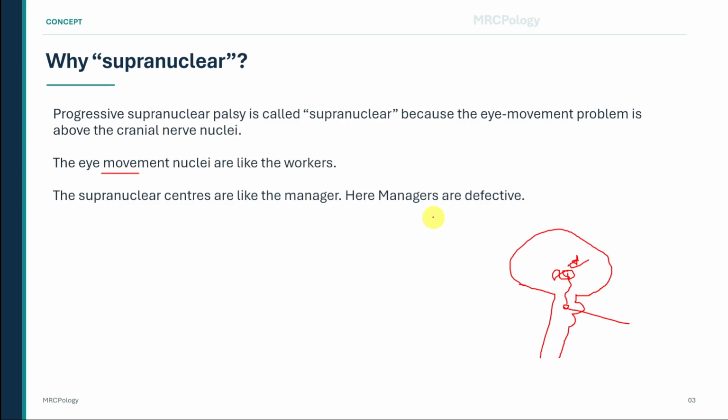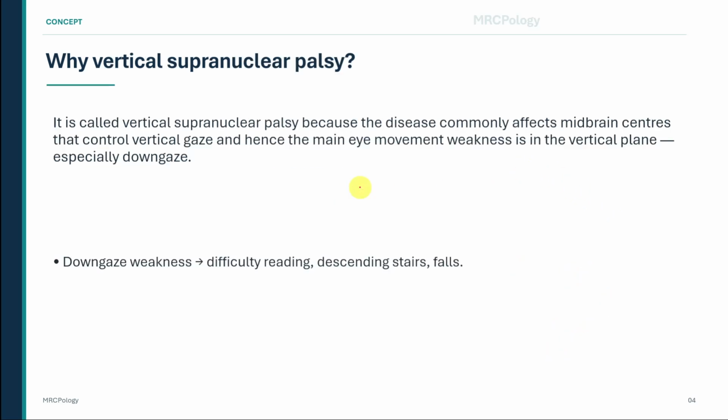Why is downgaze so important? Downgaze is needed for reading, eating, looking at the floor, and going downstairs. If a patient cannot look down properly, they misjudge steps and obstacles. Add axial rigidity and impaired postural reflexes, and the patient starts falling early, often backwards.